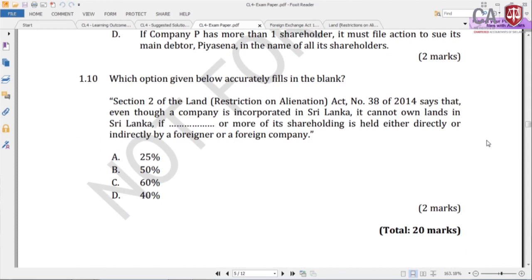Now, which option given below accurately fills in the blank? Section 2 of the Land Restriction and Alienation Act, number 38 of 2014 says that even though a company is incorporated in Sri Lanka, it cannot own lands in Sri Lanka if blank or more of its shareholders is either directly or indirectly a foreigner or foreign company. Now, the answer they require is what percentage of foreign shareholding would not allow such a company to hold lands.